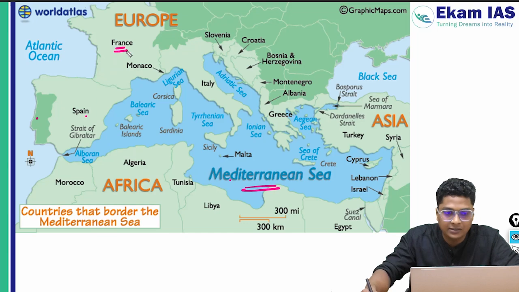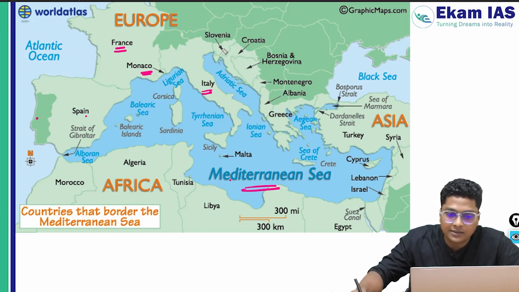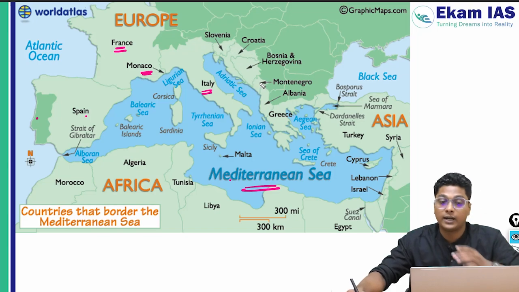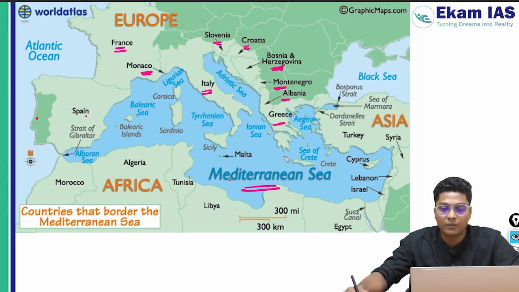Then here we have France. Then here we have Monaco. Monaco is not a landlocked country. Rather, it is a port-based place, an enclave within France here. Then this entire stretch we have Italy, right? Then the Adriatic Sea, we have studied earlier the bordering countries of this Adriatic Sea: Slovenia, Croatia, Bosnia-Herzegovina, Montenegro, Albania, Greece. All these places are sharing border with Mediterranean.